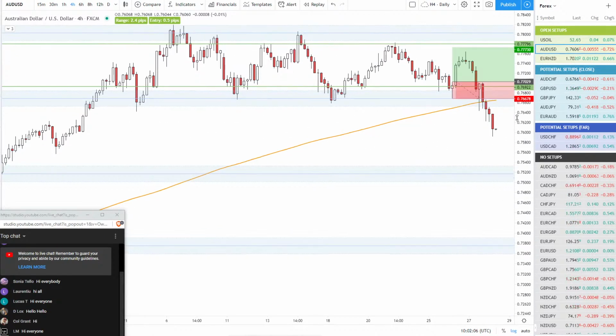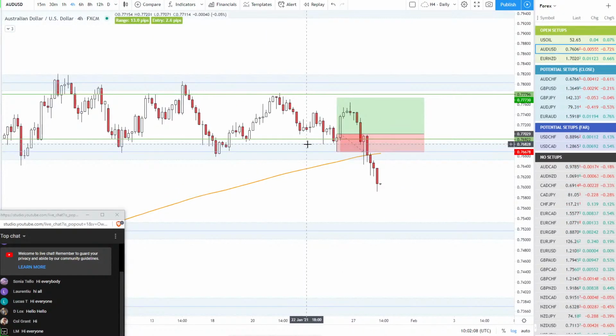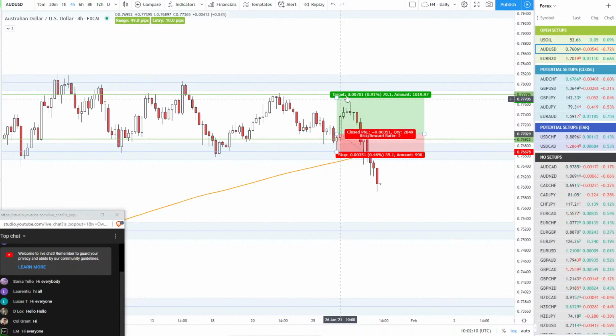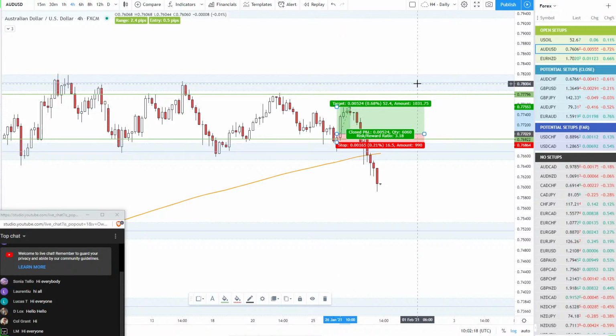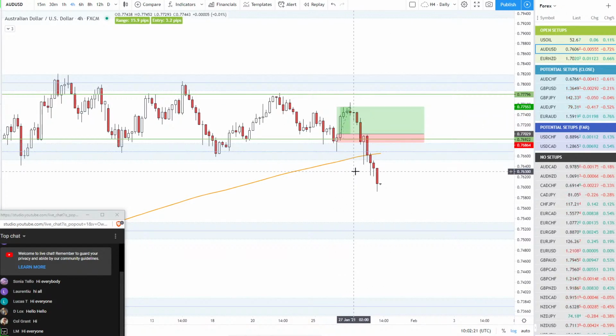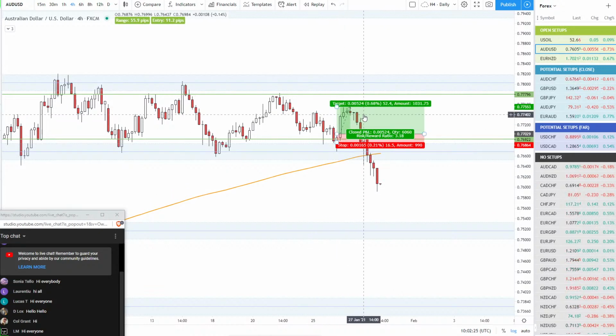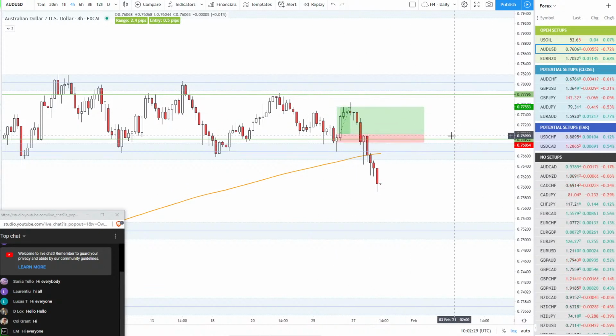First of all, AUD/USD. This one I got stopped out on. It pushed all the way up to 1.5R, at which point I moved my stop loss to 0.5R, and then the market went crazy, crashed down, and stopped me out. Pretty unfortunate, but you know, it is what it is.